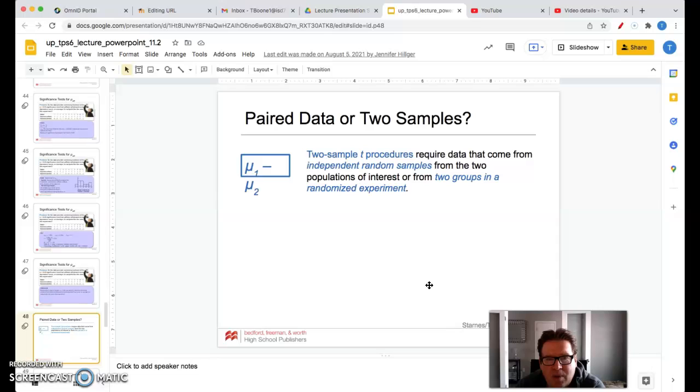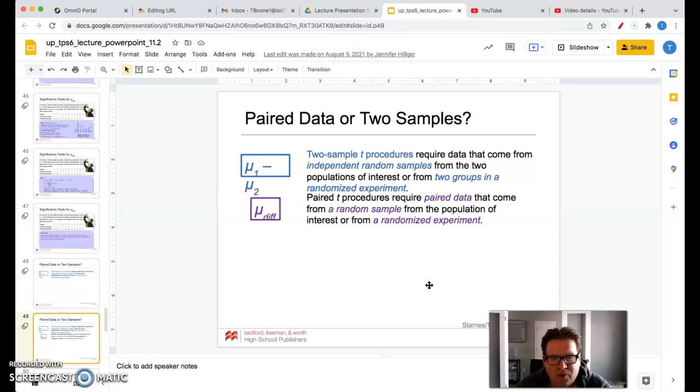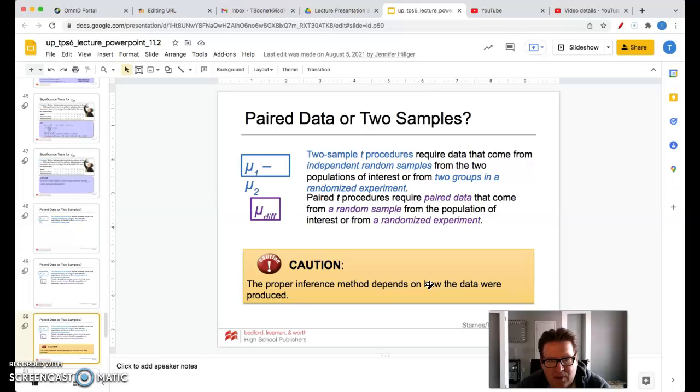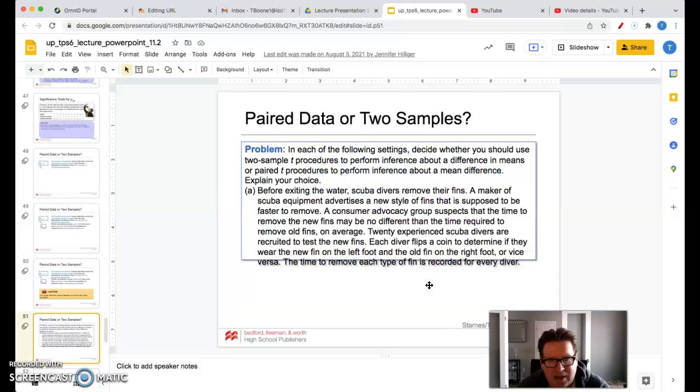All right, so now remember, you got to know the difference. Two-sample t procedures require data that comes from independent random samples from two populations of interest, or from two groups in a random experiment. Now, if we do the mean difference, we're going to pair them up. It's paired data from a random sample or from a randomized experiment. So remember that the proper inference method depends on how we produce the data, so we got to make sure that we're doing that. So let's make sure we're able to identify this in each setting.